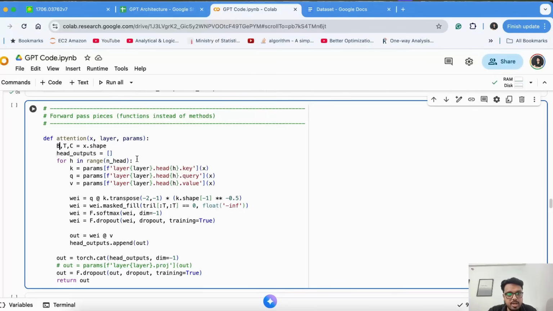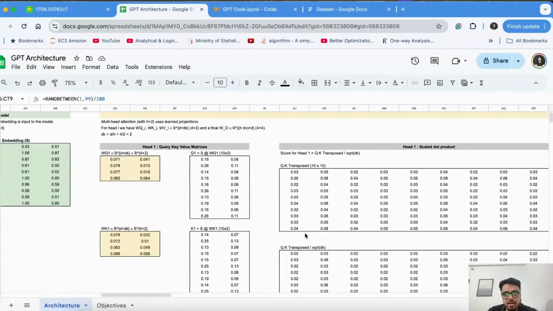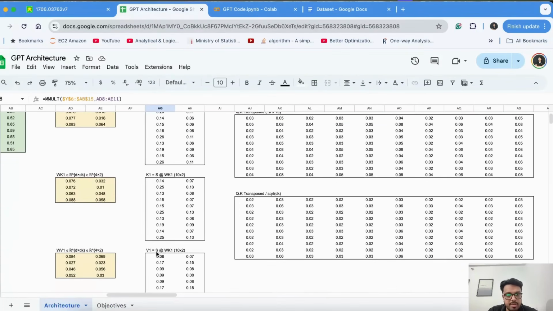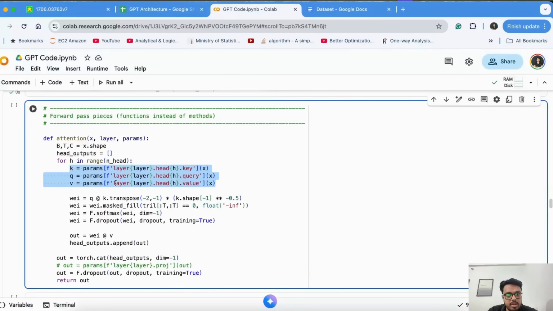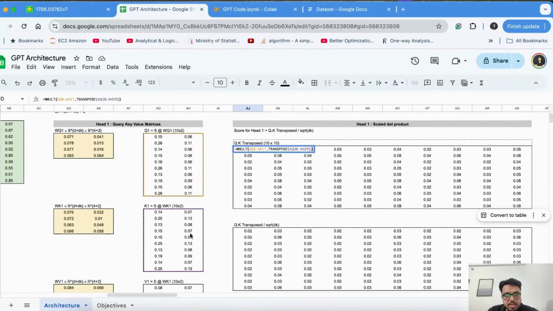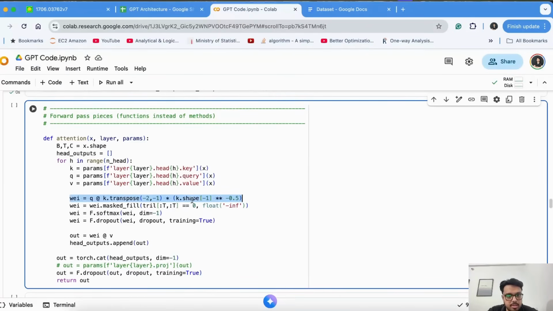Then effectively we will calculate the head outputs. So we are doing the K, Q, V matrix calculation similar to this one, Q, K, and V. This matrix multiplication that we just discussed is what we do over here, which is weights multiplied by X, which is the input, then again the weights multiplied by X, and so on and so forth. Then the next step is Q and K transposed matrix multiplication. So we will take a transpose of the K matrix. This particular operation is what is being done at this line.